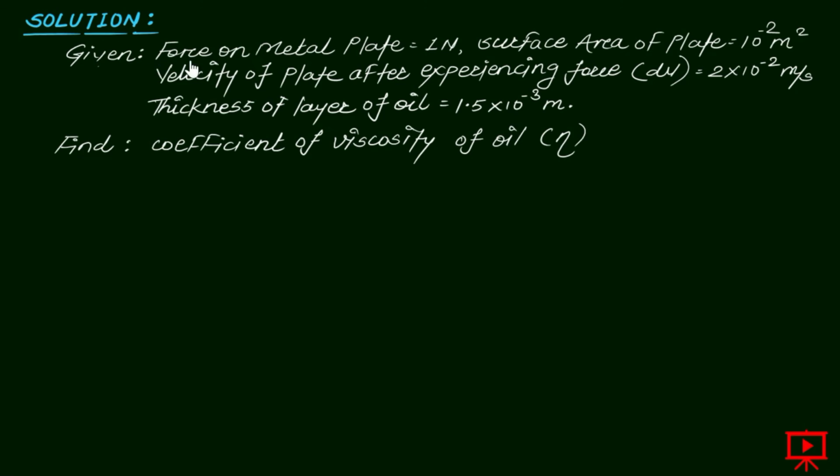So what is given in our problem is that the force on the metal plate is 1 Newton, the surface area of the plate is 10 raised to minus 2 meter square, and the velocity of the plate after experiencing the force, that is dV, is 2 into 10 raised to minus 2 meter per second. The thickness of the layer of oil, this is a single layer we are taking here, is 1.5 into 10 raised to minus 3 meter, and now we are going to find the coefficient of viscosity of oil, represented by the symbol eta.